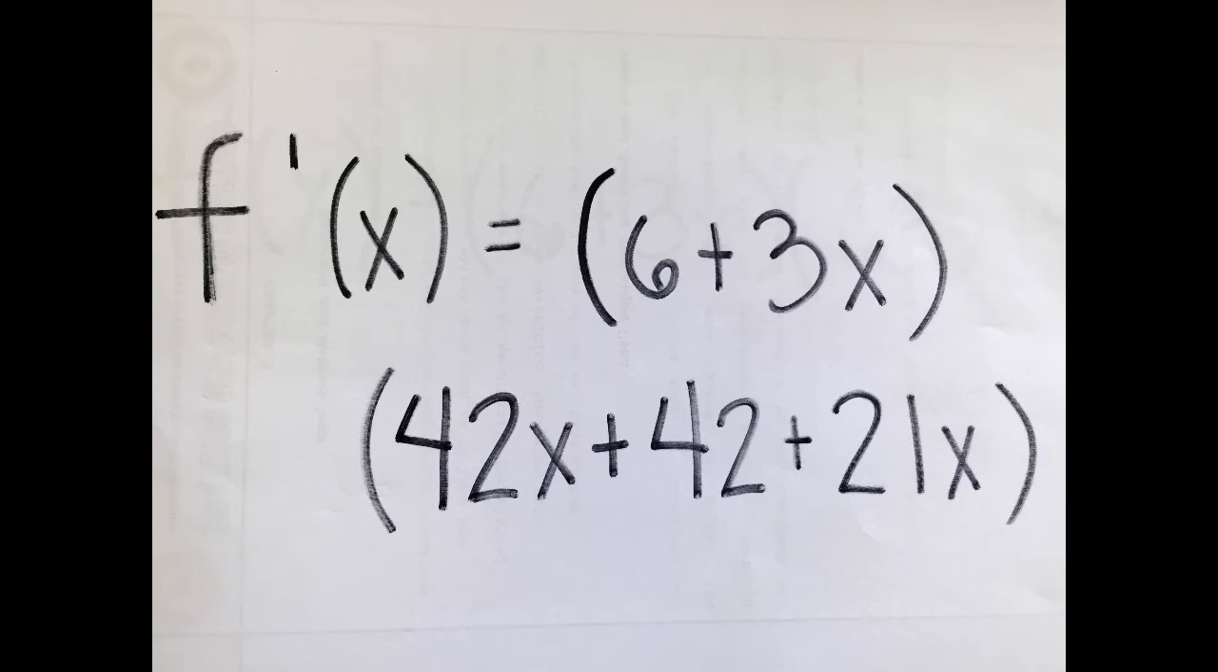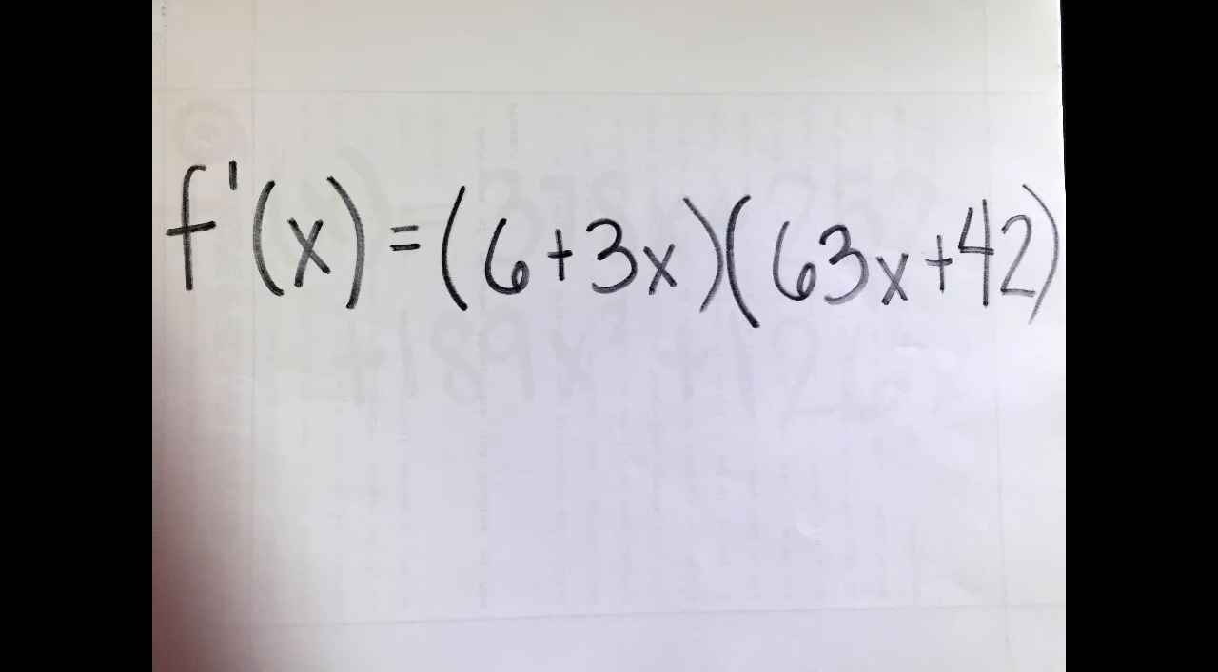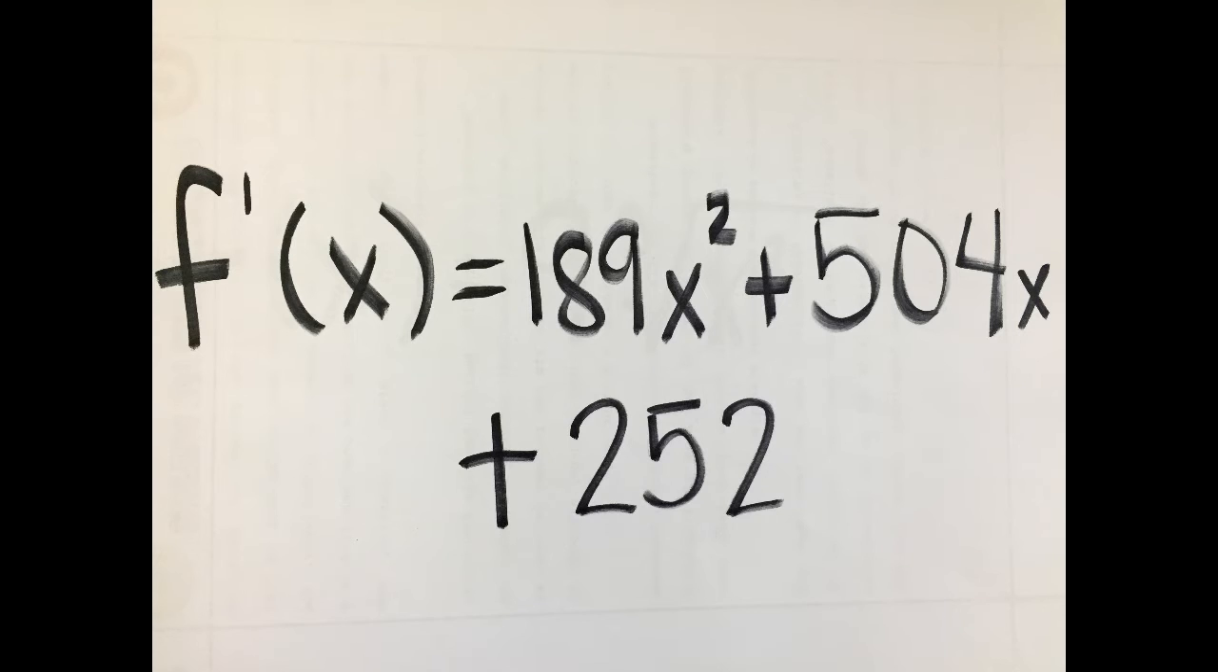Distribute the 7 and you got 6 plus 3x times 42x plus 42 plus 21x. Combine like terms and then times. And then you got it: 189x squared plus 504x plus 252.